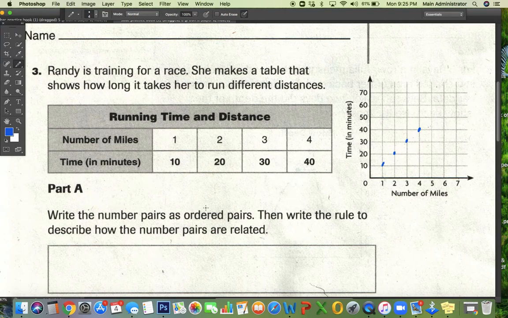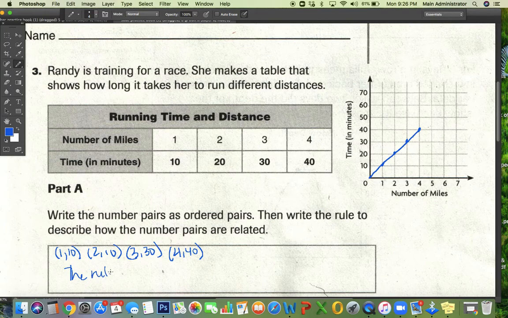Write the number pairs as ordered pairs. Okay, so I just did them. 1, 10, 2, 20, 3, 30, and also 4, 40. Okay, then write the rule to describe how the number pairs are related. Well, we just said that it looks like it takes her 10 minutes to run a mile because in 4 miles it takes 40 minutes, right? Looks like I just multiplied by 10.